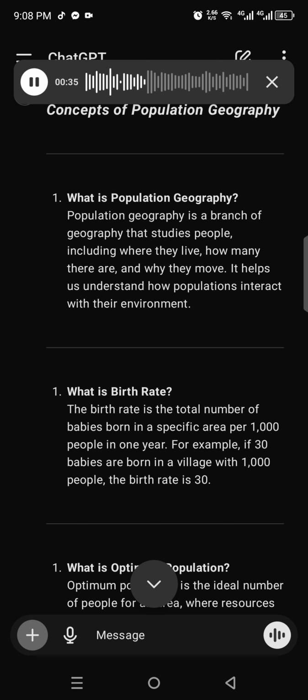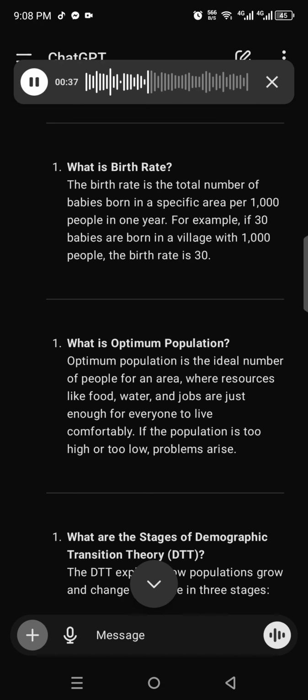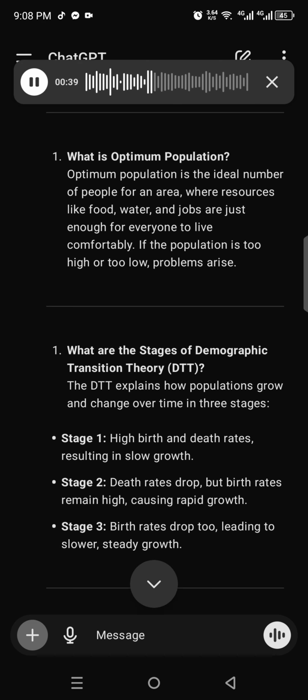3. What is optimum population? Optimum population is the ideal number of people for an area where resources like food, water, and jobs are just enough for everyone to live comfortably. If the population is too high or too low, problems arise.